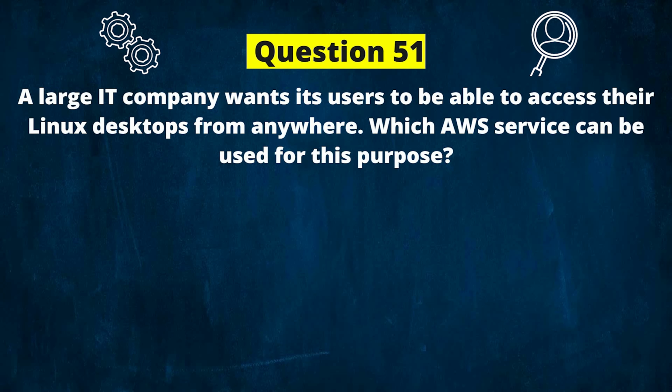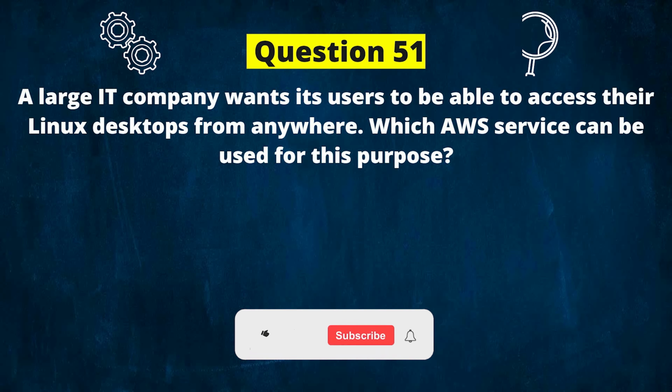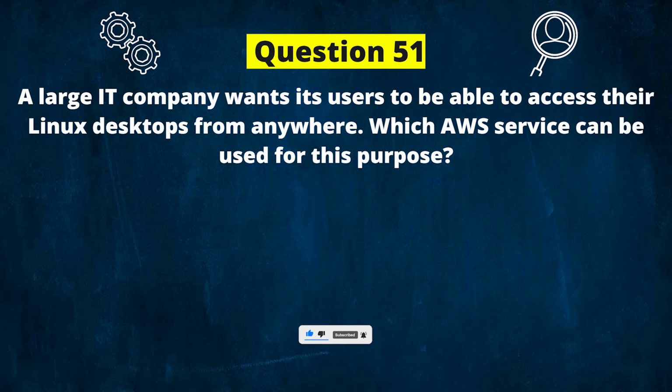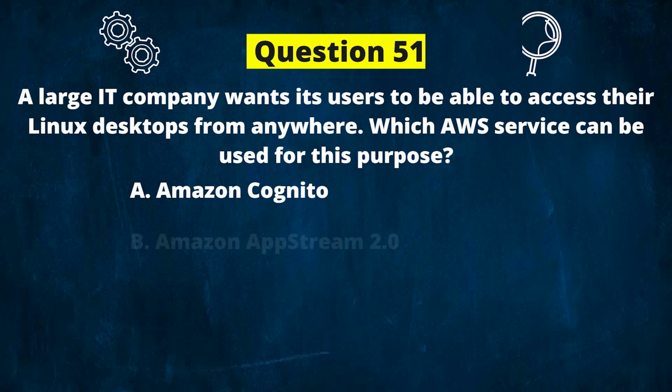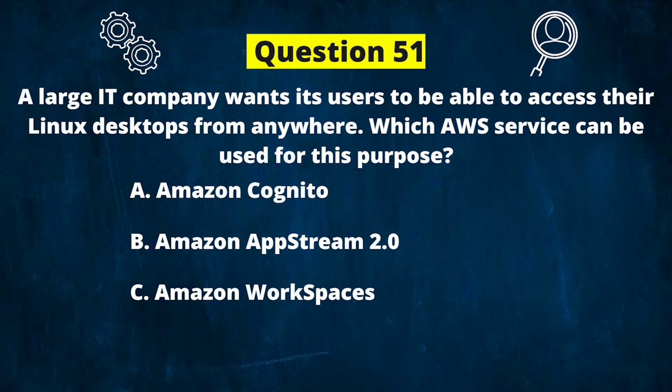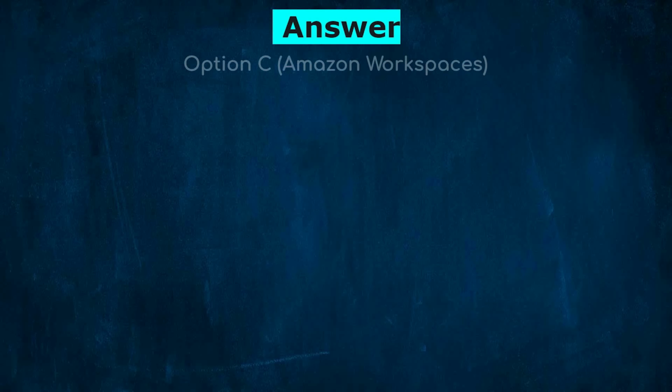Next question. A large IT company wants its users to be able to access their Linux desktops from anywhere. Which AWS service can be used for this purpose? And the options are A. Amazon Cognito, B. Amazon AppStream 2.0, C. Amazon WorkSpaces, D. Amazon WorkLink. And the correct answer is option C.